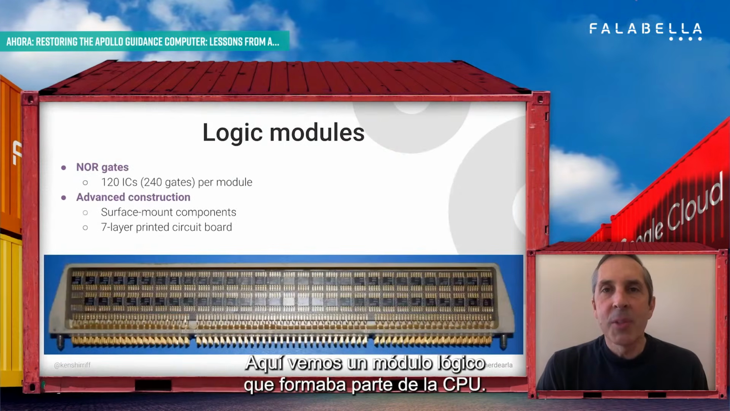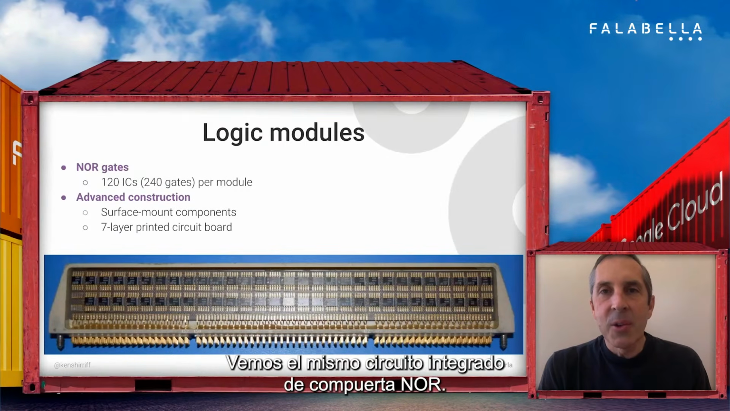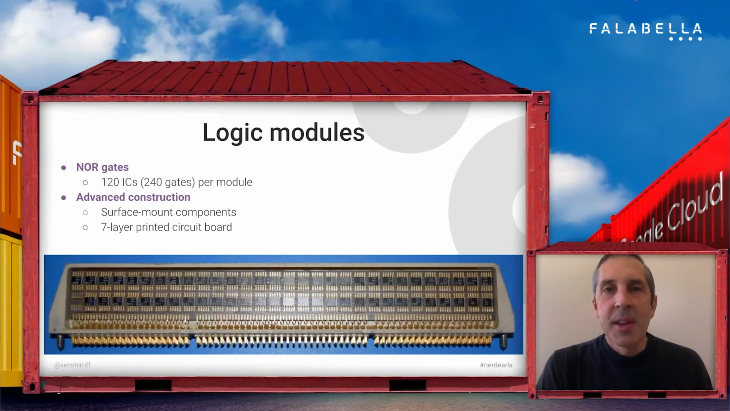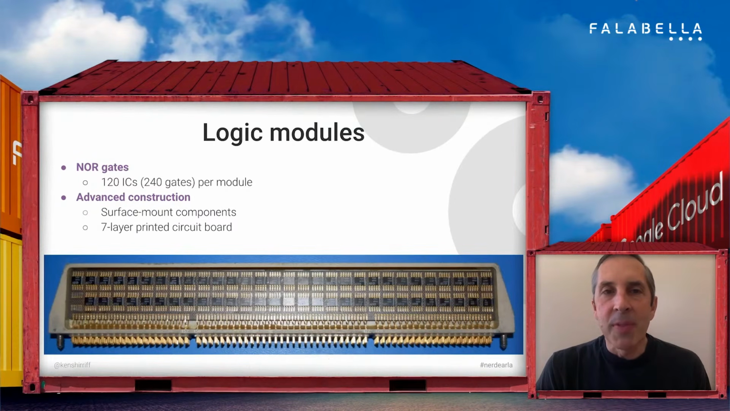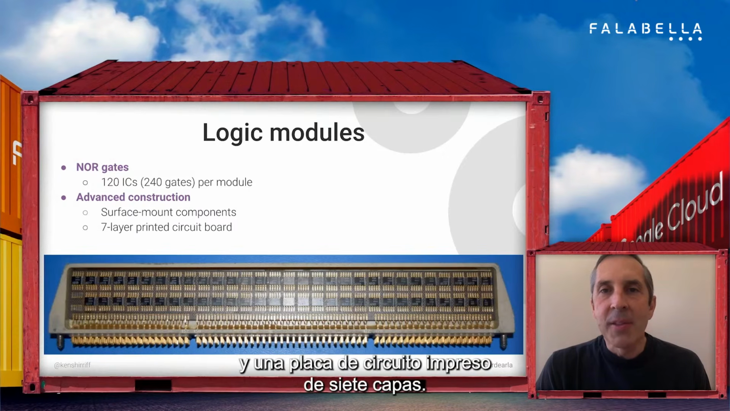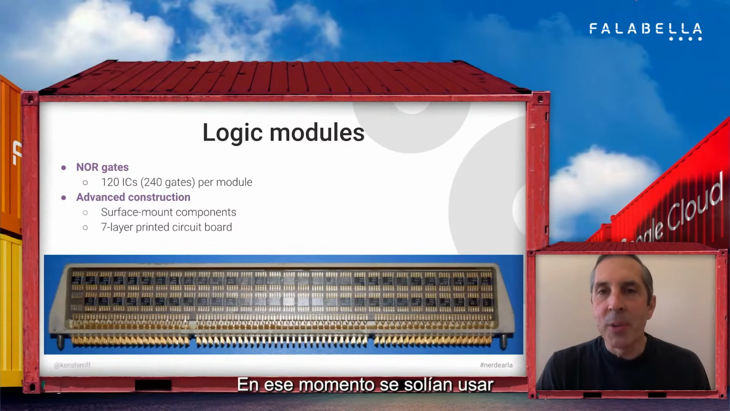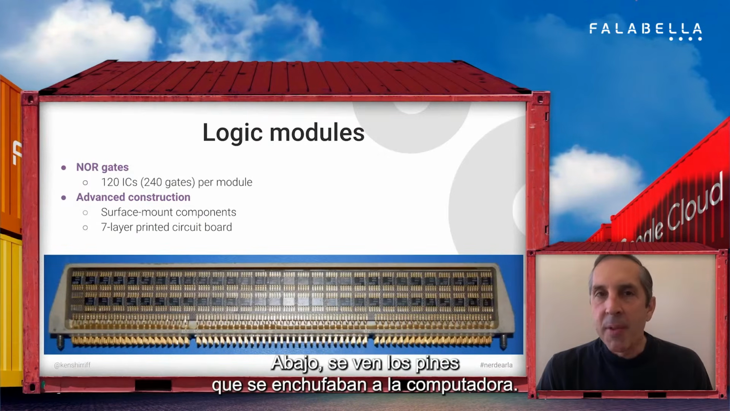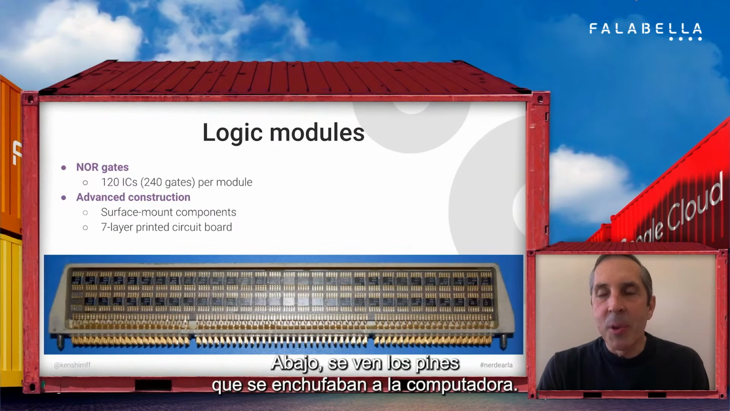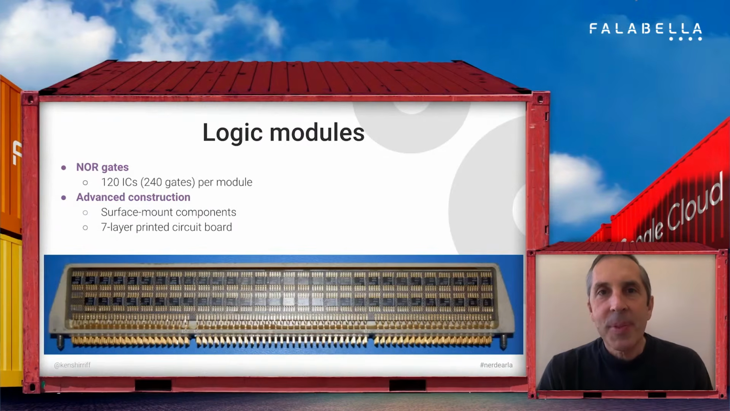Now, here's one of the logic modules that formed the CPU. You can see the identical NOR gate integrated circuits. Now, this board was very advanced for its time. It had surface mount components with the flat pack integrated circuits and a 7-layer printed circuit board. This was at a time when most things were built with single-layer printed circuit boards and through-hole components. So they were really cutting edge. And at the bottom of the module, you can see the pins that plug into the computer. These are strange pins, which will turn out to be important.